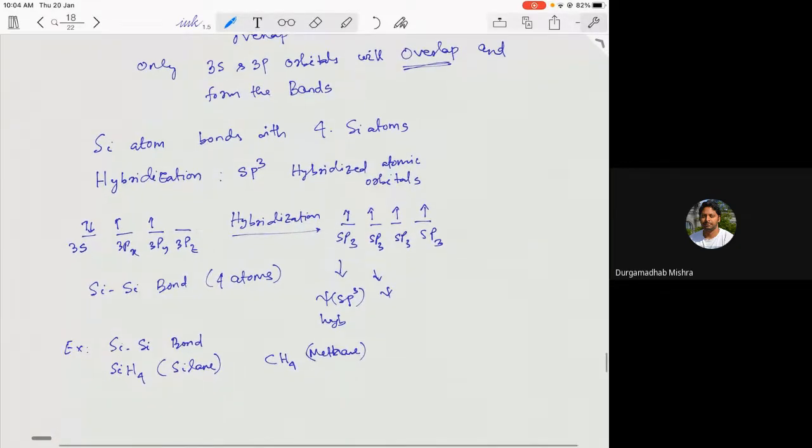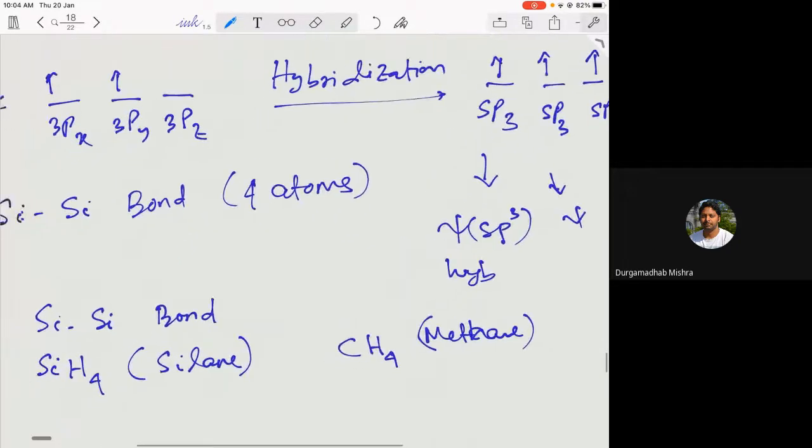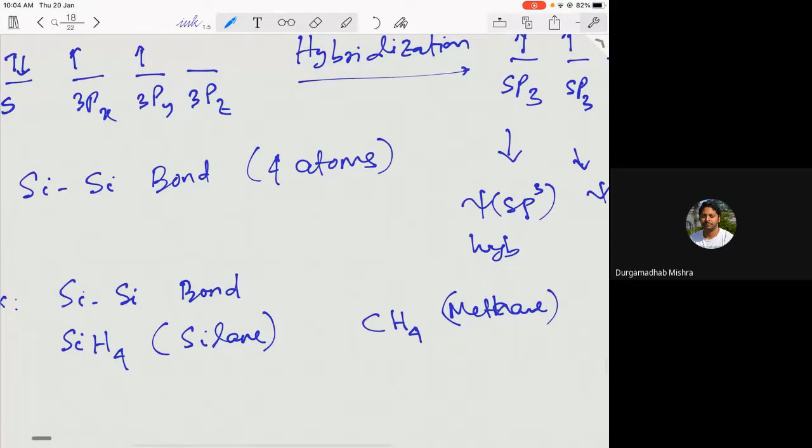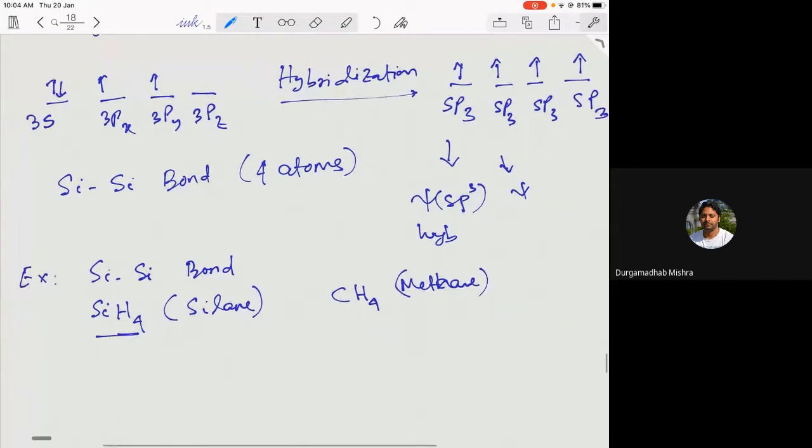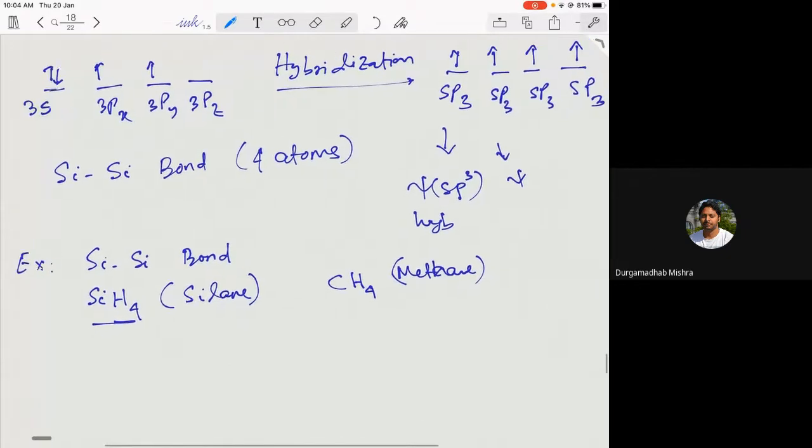Similarly, silicon can also form bonds with hydrogen. The hydrogen 1s orbital will share 1 electron with one of the sp3 hybridized orbitals of silicon, and 4 hydrogen atoms can bond with silicon, very similar to what happens in the case of methane.